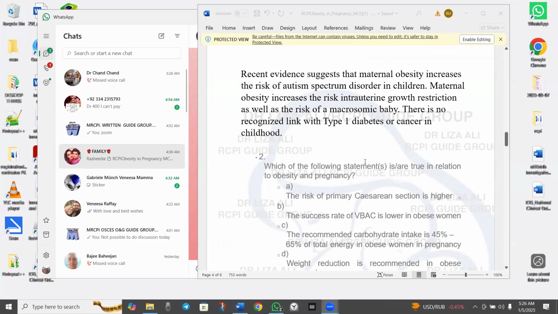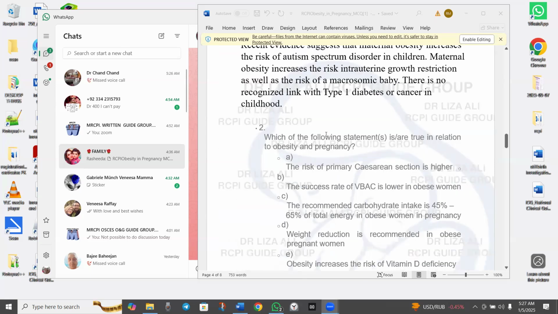Recent evidence suggested that maternal obesity increases the risk of autism spectrum disorder in children. Maternal obesity increases the risk of intrauterine growth restriction as well as the risk of a macrosomic baby. There is no recognized link with type 1 diabetes or cancer in childhood. Yeah, got it.